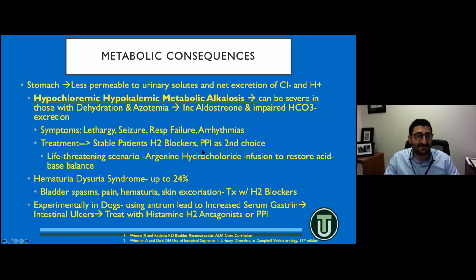One of the complications we see with stomach is hematuria-dysuria syndrome, which can occur in up to 24%, and this is a result of the acid. Patients may have bladder spasms, pain, hematuria, and may excoriate their skin. And this can be treated as well with histamine blockers. Experimentally in dogs, using the antrum can actually lead to increased serum gastrin levels, which can result in intestinal ulcers elsewhere in the GI tract. So you can treat these similarly with histamine antagonists or proton pump inhibitors.